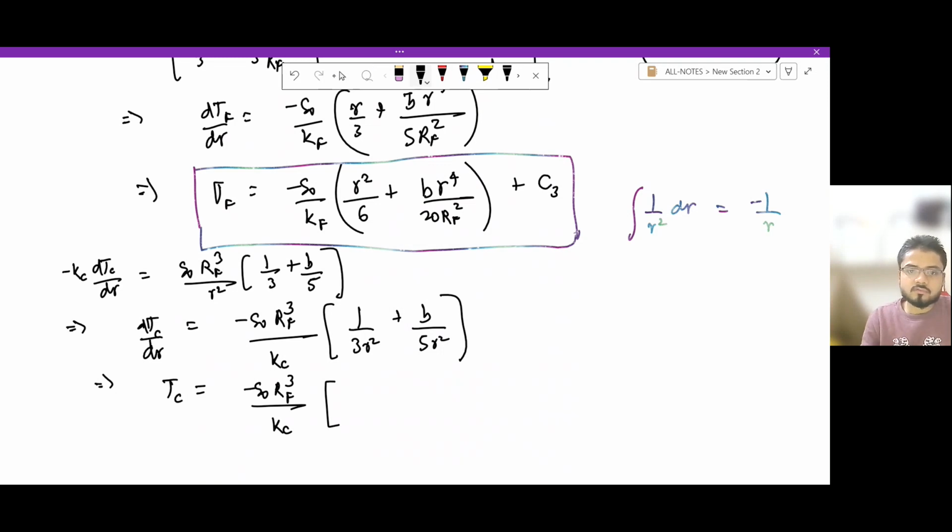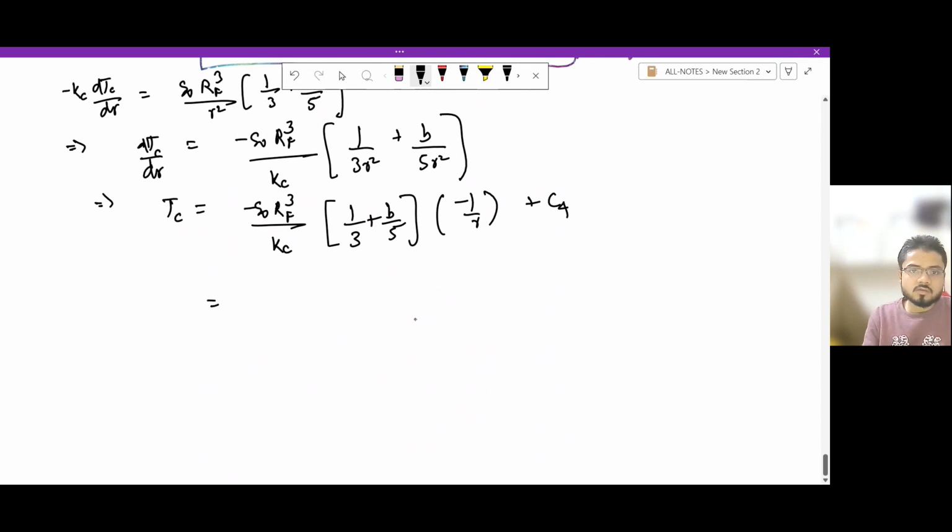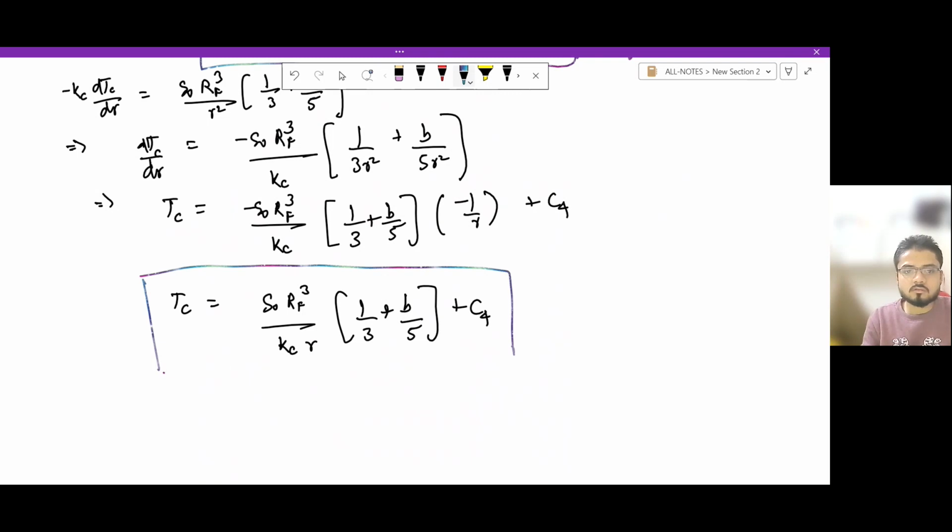So this is effectively this B by 5. We could always have that outside, minus 1 over R plus C4. I guess this looks good enough. So we can write it as S naught RF cubed over KC R, and this is 1 over 3 plus B over 5, plus C4. This is TC. Let me mark it right like this.